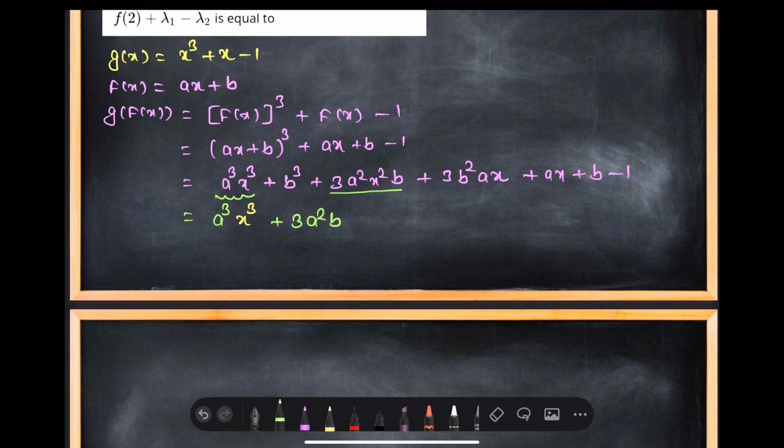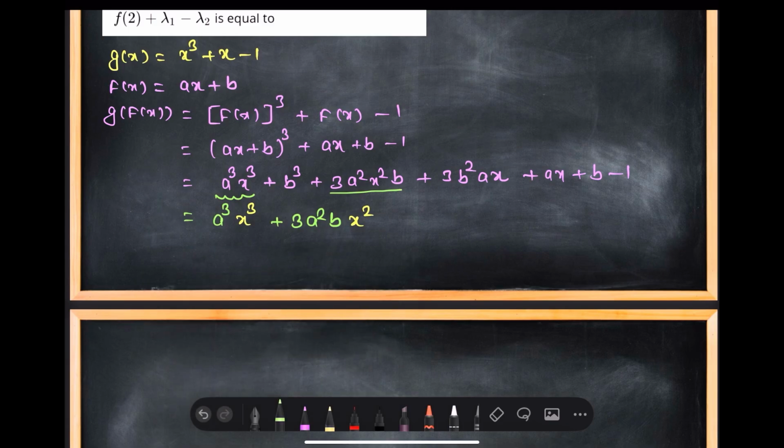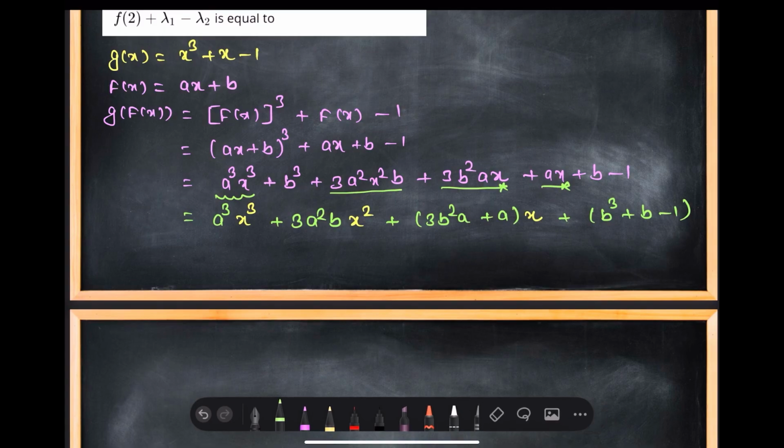3a²b and then x². Now I want to go with the linear. So linear will be taken from here and here. So it is 3b²a + a, and then we have x. Now plus b³ + b − 1. Okay. So we got g(f(x)).